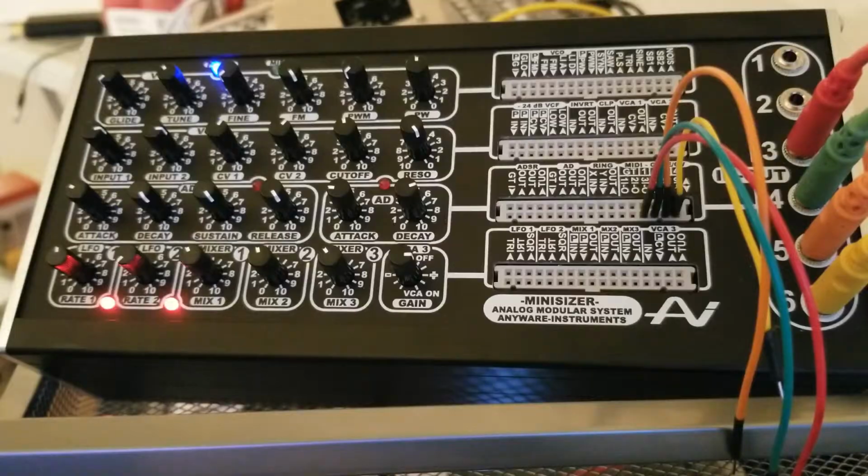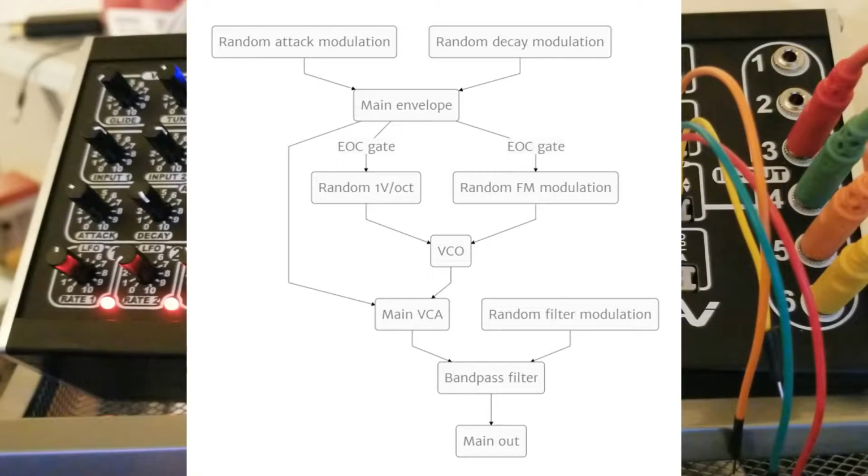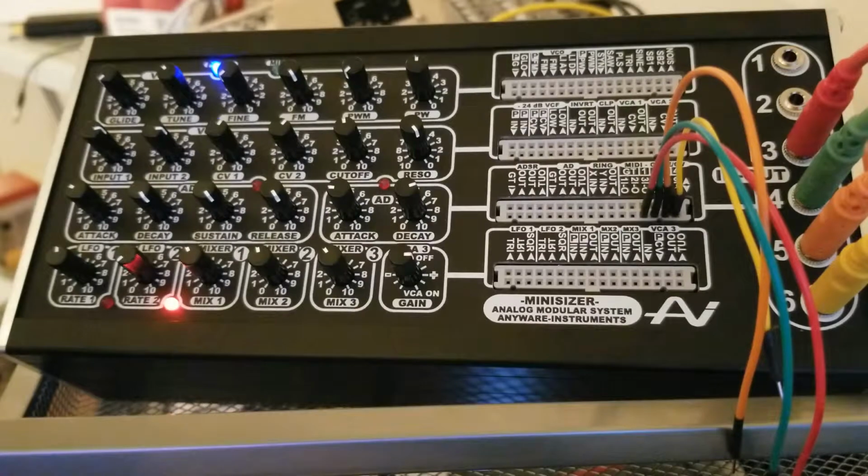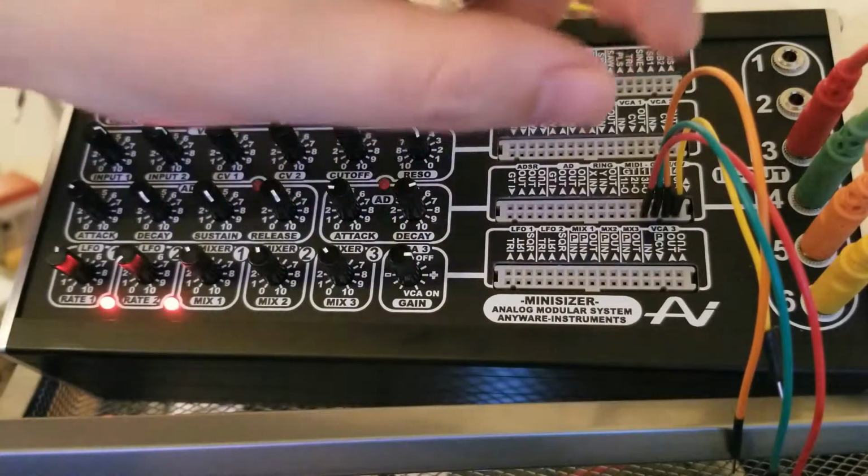Yeah, let's get patching. So I've got a diagram of a Krell patch from manualsynthesis.info, posted January 26, 2017, and I'm going to link that below as well, so you can make your own Krell patches. So the first thing it says to do is apply random attack modulation and random decay modulation to the main envelope, which we will do so here.